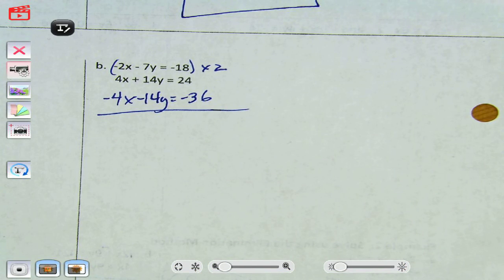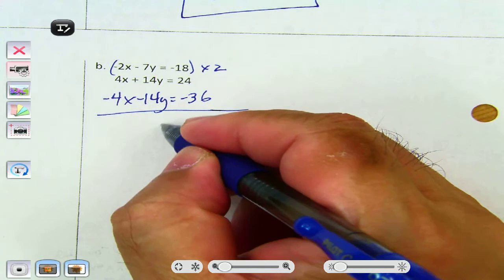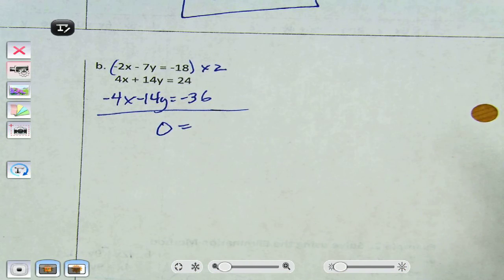What happens when you add the x's together? They cancel. What happens when you add the y's together? They also cancel. So the left side is 0. You can't leave a side of an equation blank. You have to put something. When there's nothing left, you put the number 0. And it's not 0y. It's just plain 0.